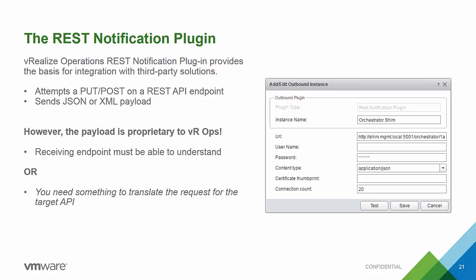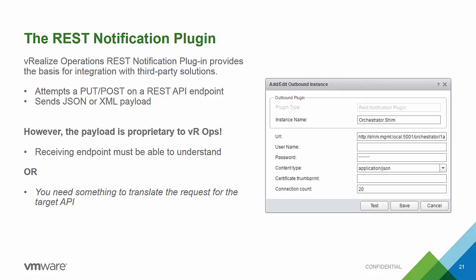So this is basically the engine that responds to alerts. You would set up a REST notification, have it tied to a particular alert condition, and then it would send a notification or a webhook out to a third-party system. However, as it says on the slide, that payload is proprietary to vROps. ServiceNow, for example, has its own API that expects the request to be in a certain format to create an incident.